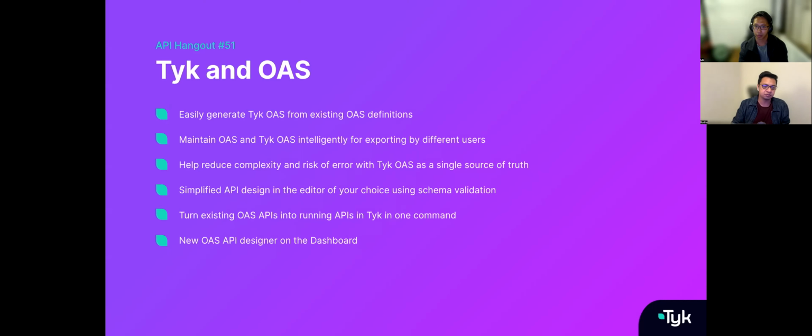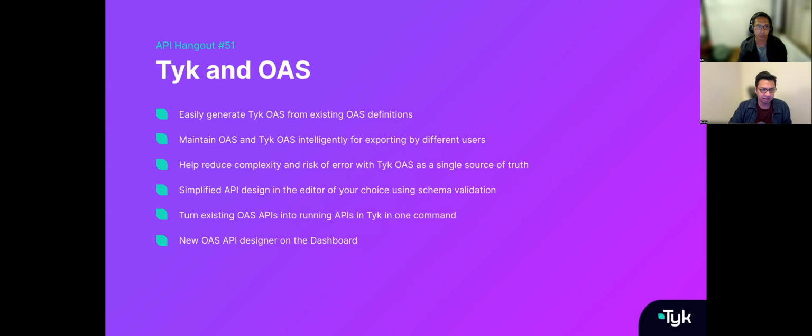So it makes it very easy for you to generate Tyk OAS from existing OAS definitions, but equally makes it very easy to maintain an OAS and Tyk OAS intelligently for exporting by different users. It helps reduce the complexity and risk of error with Tyk OAS as a single source of truth. Because you're using the same document across different aspects of your application, any changes can easily trigger new things, and these can go very well into the GitOps and CI/CD pipelines. It maintains Tyk OAS as a single source of truth that, again, makes it very easy for you to reduce the complexity and the risk of errors.